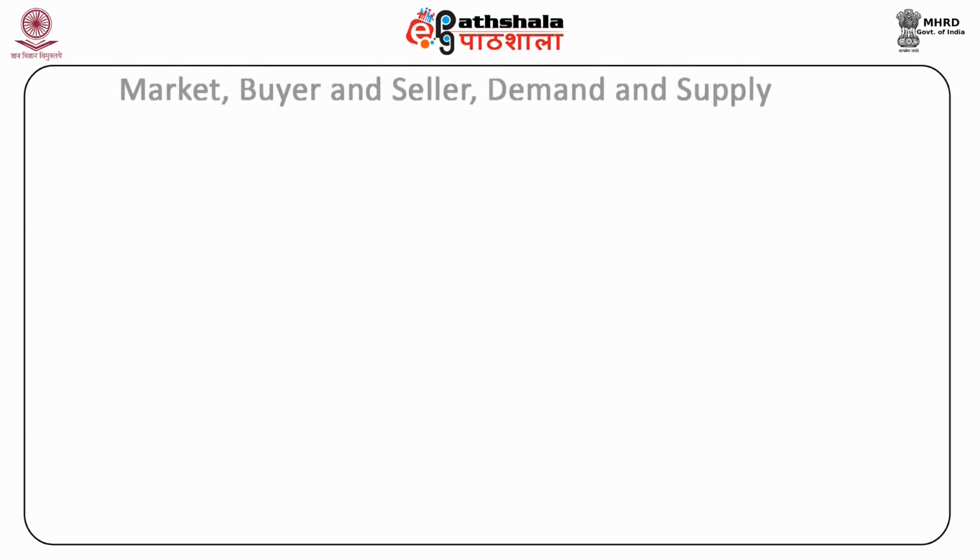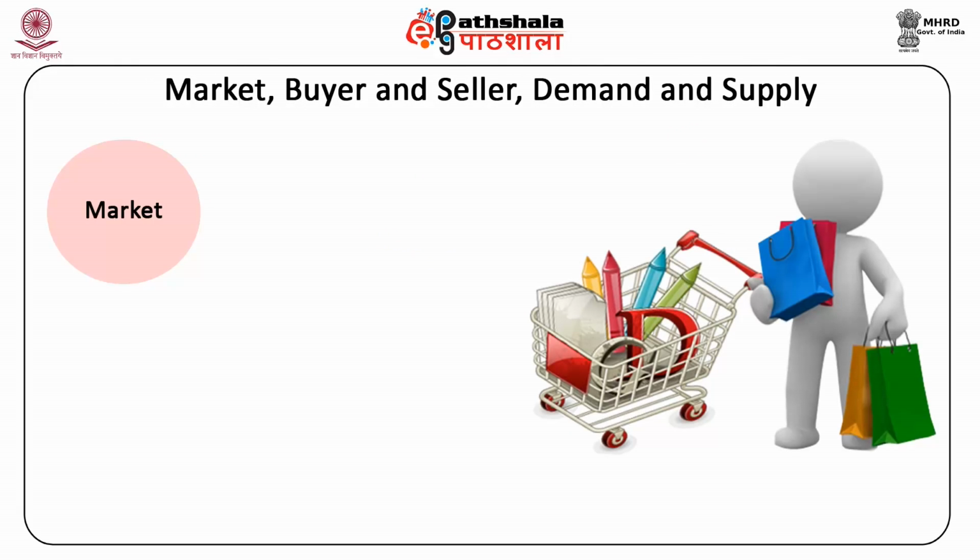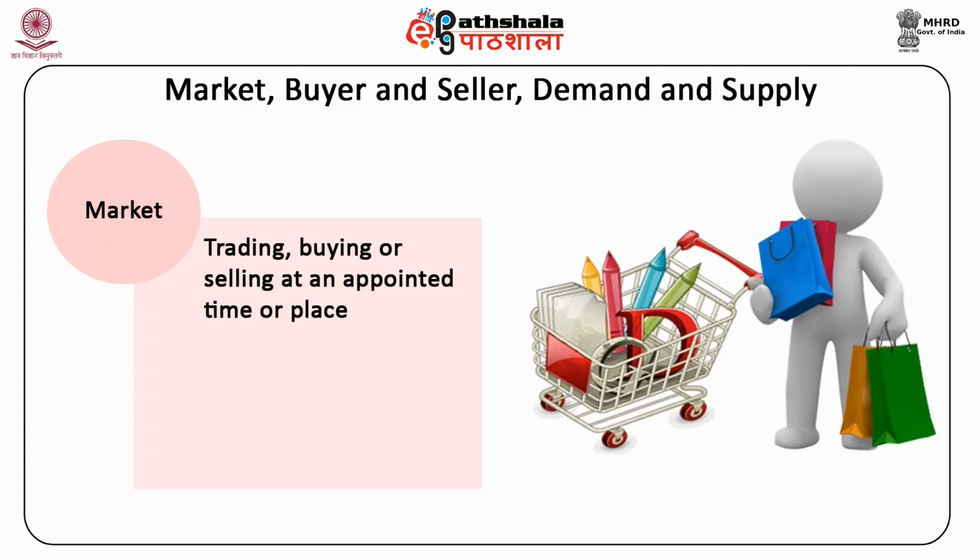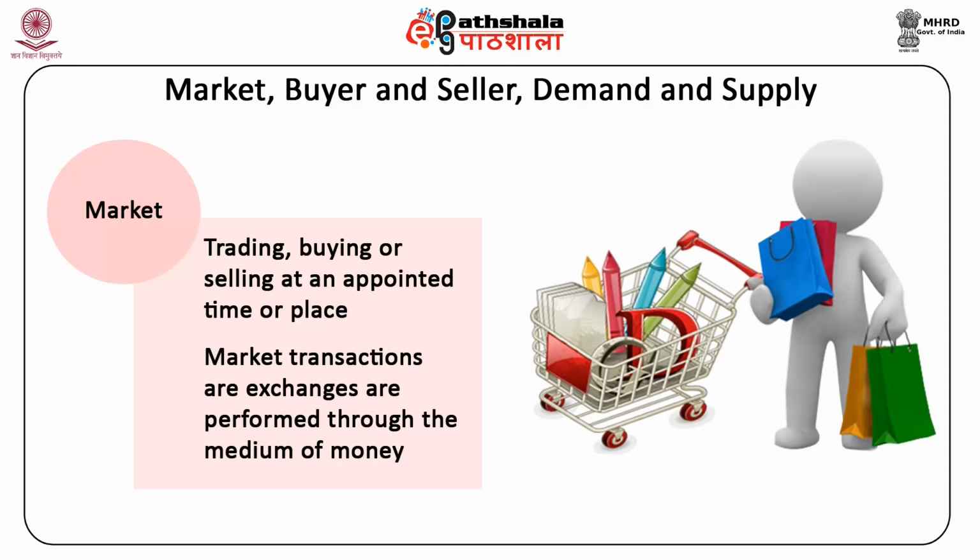Now let's go ahead and learn about market, buyer and seller, demand and supply. The word market comes from the Latin word mercatus, which means trading, buying or selling at an appointed time or place. A market is not necessarily a marketplace. It is a context or background where buying and selling is taking place. The distinguishing feature of the market is that market transactions are exchanges usually performed through the medium of money.